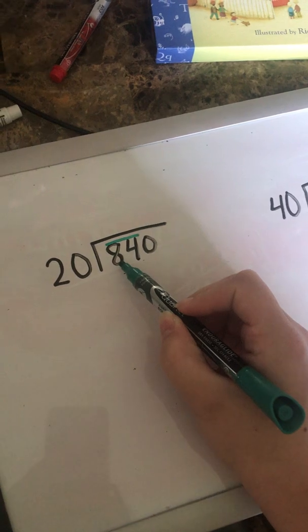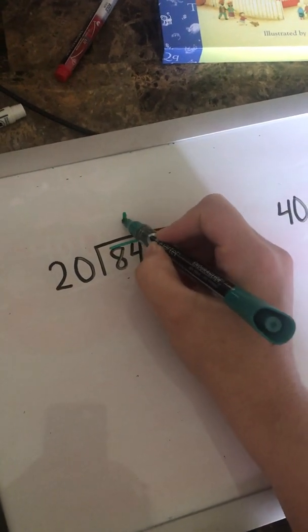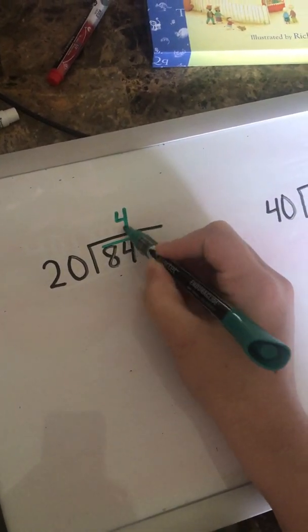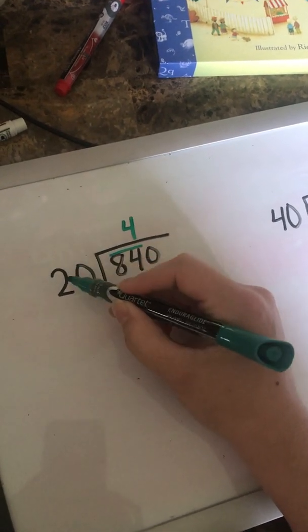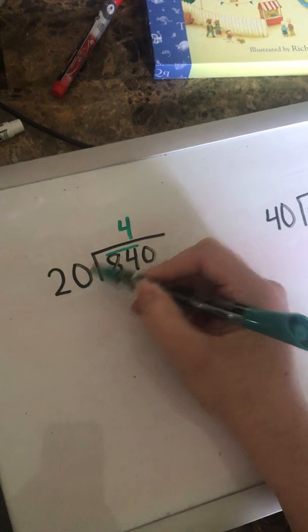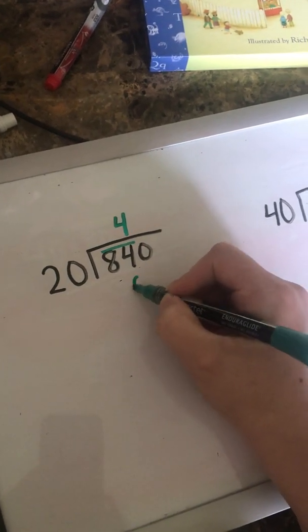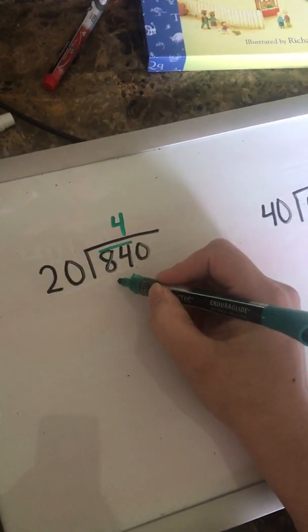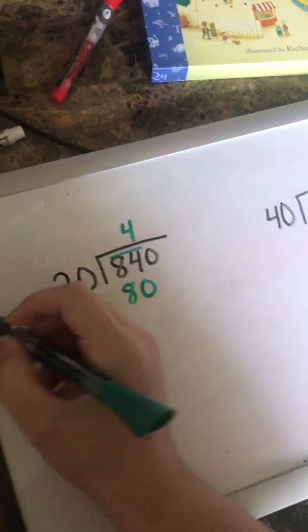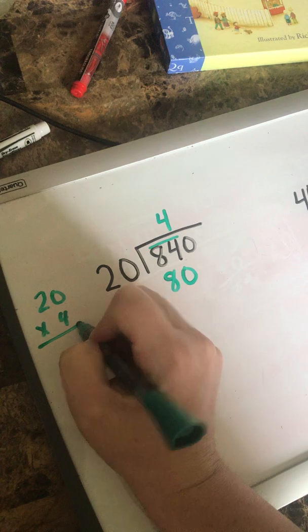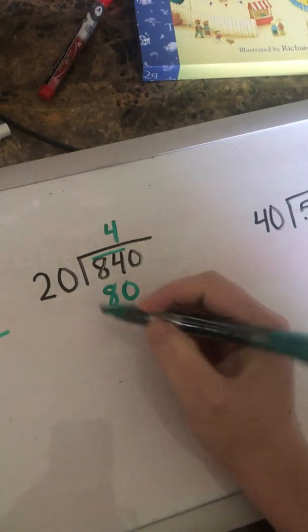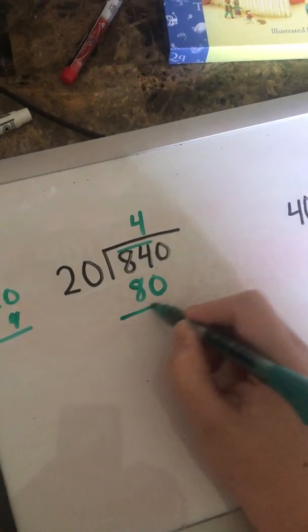Well, 2 can go into 8 4 times. So remember, we're working with two digits, so we need to put it above the second digit. Now we can multiply. We'll do 4 times 0 is 0. 4 times 2 is 8. If you can't do that in your head, then you can just come over here and write it to the side and then solve to get your answer. But if you can do it in your head, then go ahead and do it in your head.